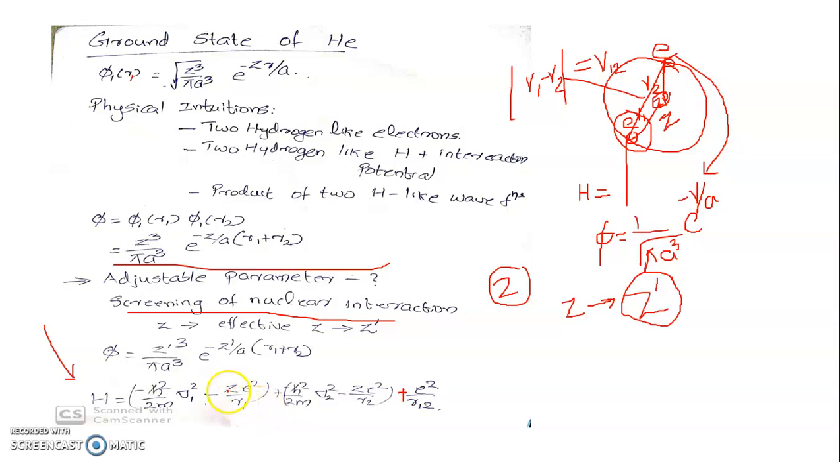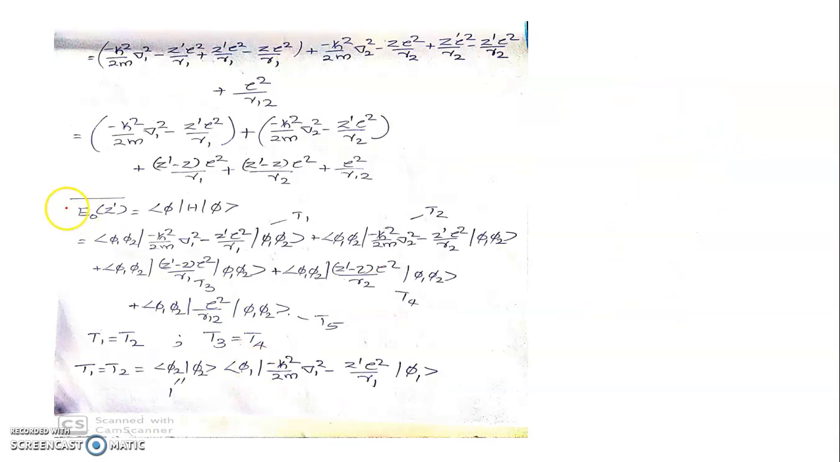So corresponding to the term Z e square by R1, I'll be adding Z prime e square by R1 and subtracting Z prime e square by R1. And this is shown in the next slide. So h equals minus h bar square by 2m del 1 square minus Z prime e square by R1 plus Z prime e square by R1. These are the terms that I have added and subtracted. Already there is minus Z e square by R1.